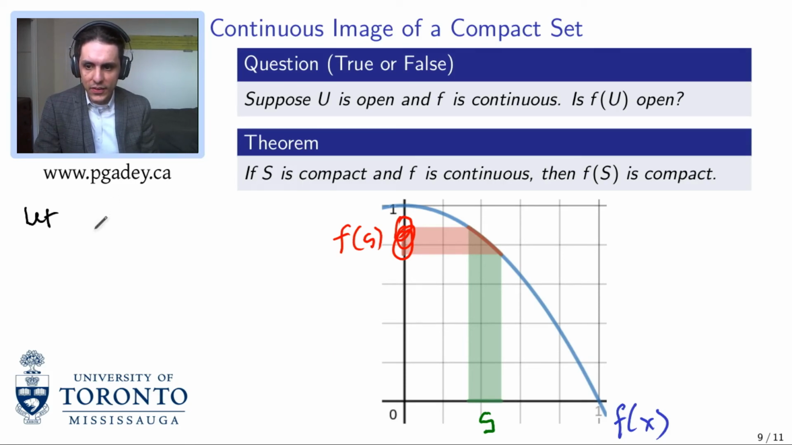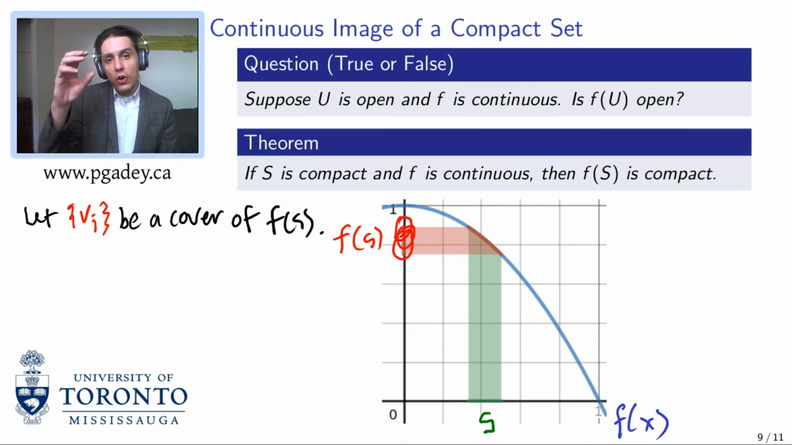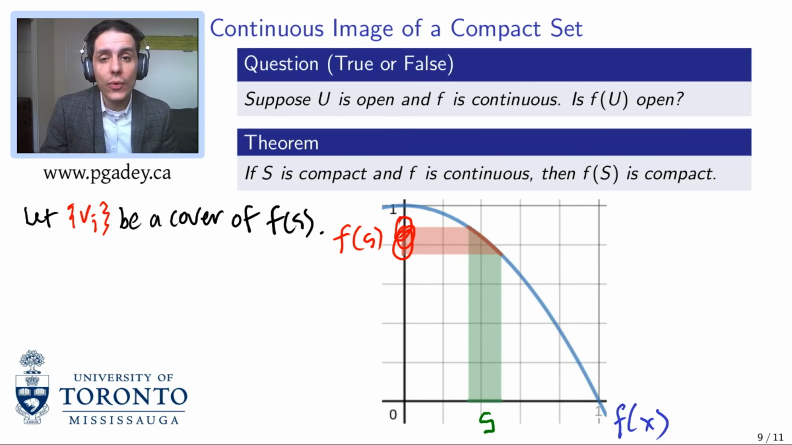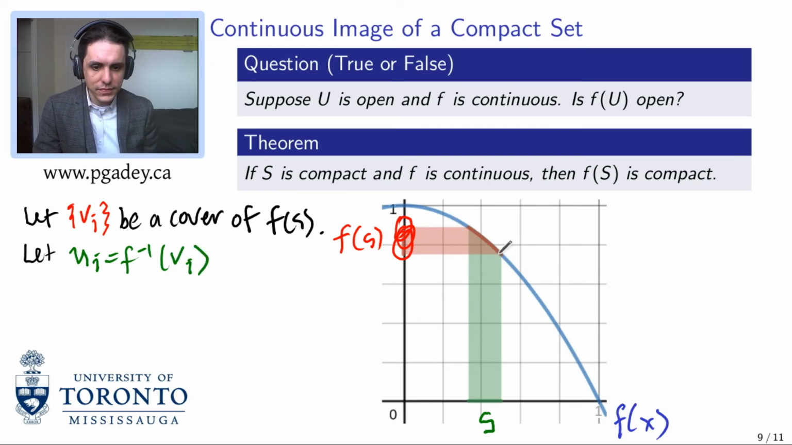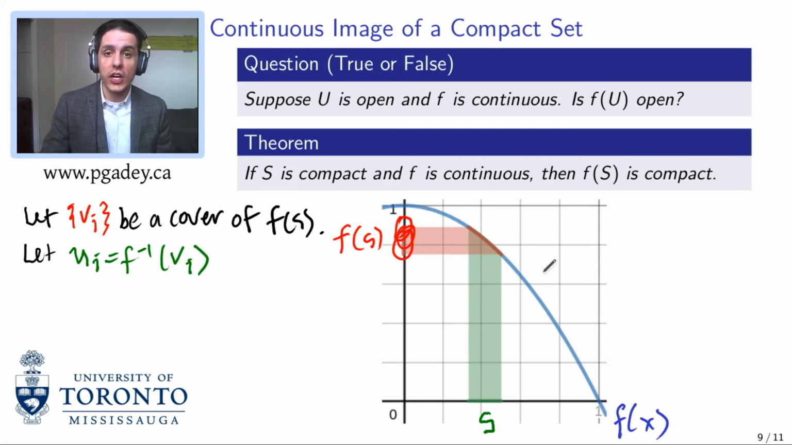So let V_i be a cover of f of S. Okay, so we have an open cover of the image. And now what we can do is use the properties of continuity to argue that this produces an open cover of S. So let U_i be f inverse of V_i. So the pre-image of an open set is open, so we're going to get an open cover down here of S.